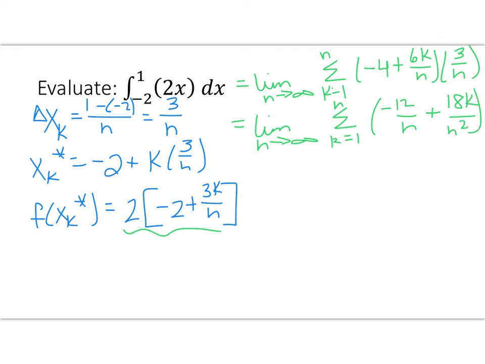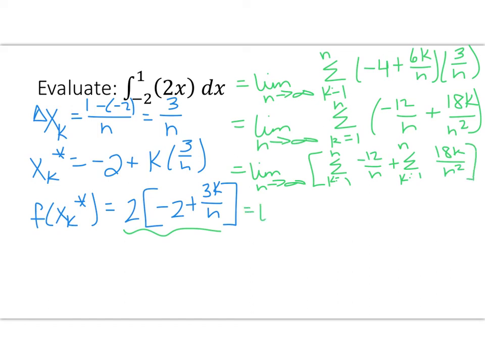Now when I'm taking my summations, I can take the summation of each individual piece. So this becomes the limit as n approaches infinity of the summation from k equals 1 to n of negative 12 over n plus the summation from k equals 1 to n of 18k over n squared. So now I'm taking the limit as n approaches infinity. Now the summation for k equals 1 to n of negative 12 over n, negative 12 over n is a constant, so that's actually getting pulled out front.